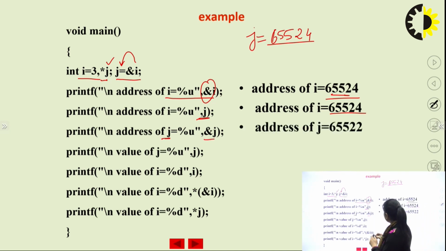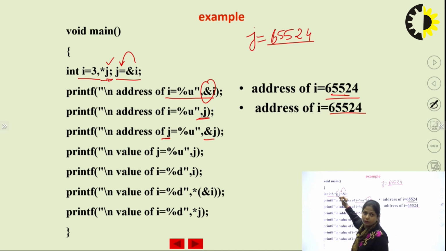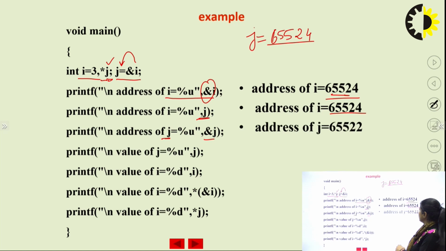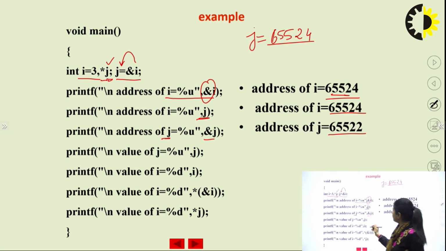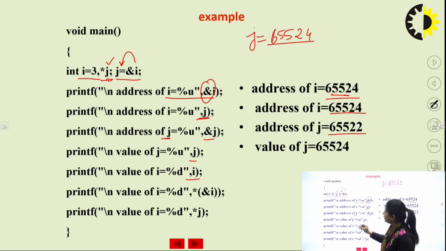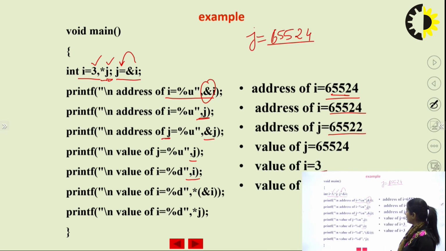If we try to print the address of j, j is another variable, a pointer of integer type, and it must also have some address in memory. So, what address has been assigned to j? For example, it is 65522. Now, the value of j again is the address of I. What is the value of I? The value of I we have initialized as 3. So, the value of I is 3.